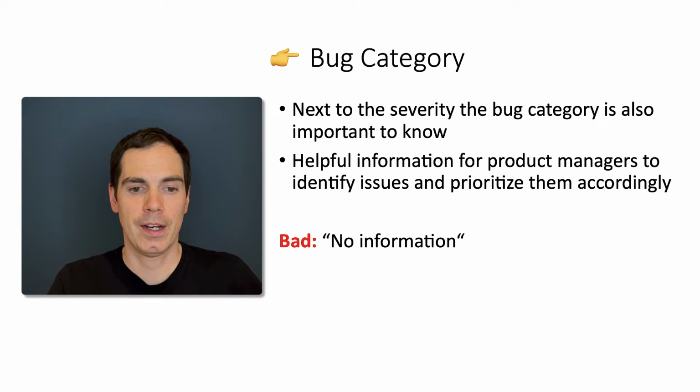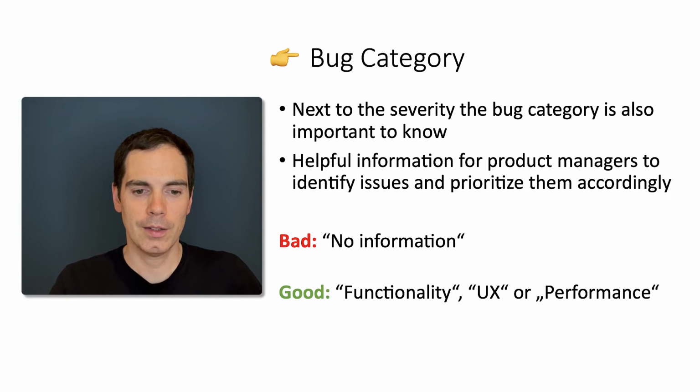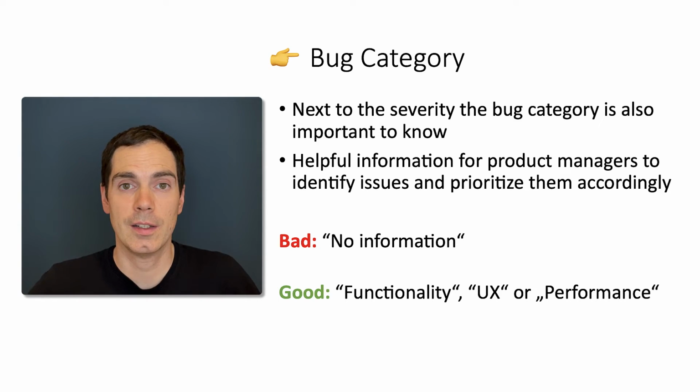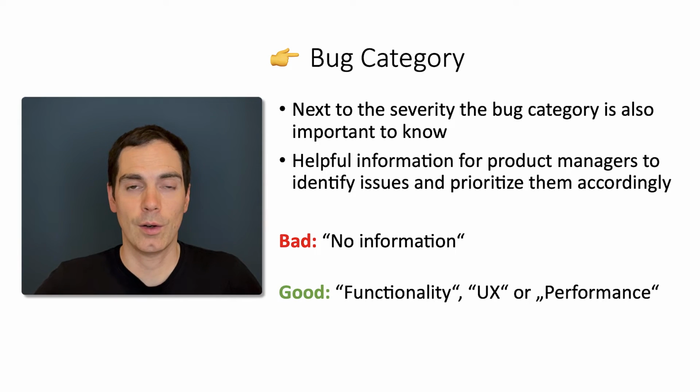Again, if you don't provide anything, that's bad. And these could be examples for a good category: functionality is not working, it's UX related, or performance related. But again, this might be different from team to team and from product to product, and it's something that you can also create together with your team, for example in a retrospective as an action item. You can sit together and define bug categories.